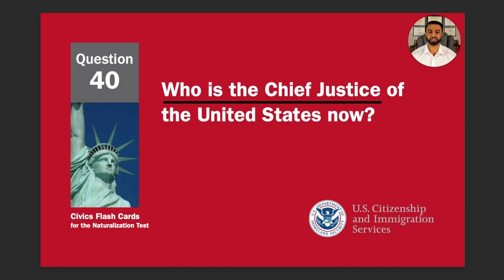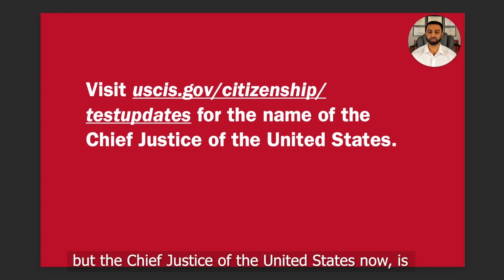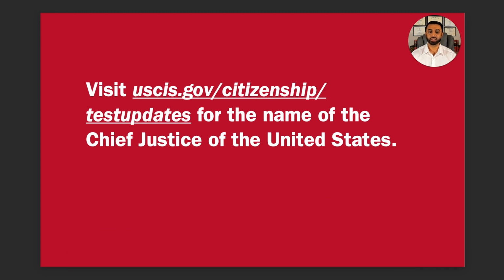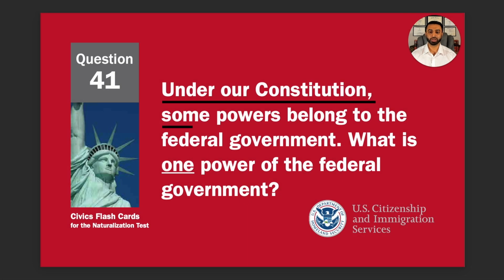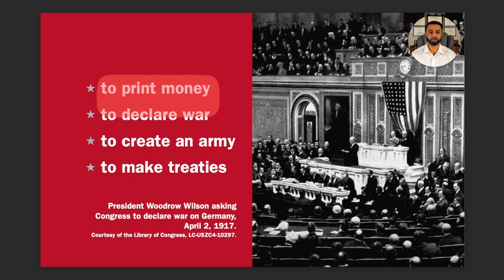Who is the Chief Justice of the United States now? The USCIS also did not put this up, but the Chief Justice of the United States now is Chief Justice John Roberts. Under our Constitution, some powers belong to the federal government. What is one power of the federal government? To print money, to declare war, to create an army, and to make treaties. You only need to memorize one of these.